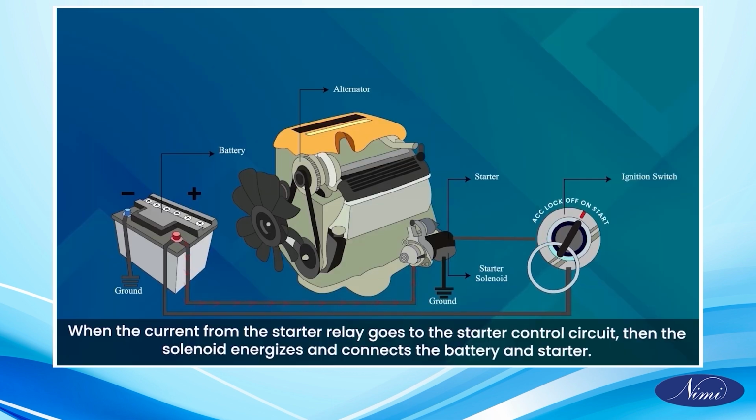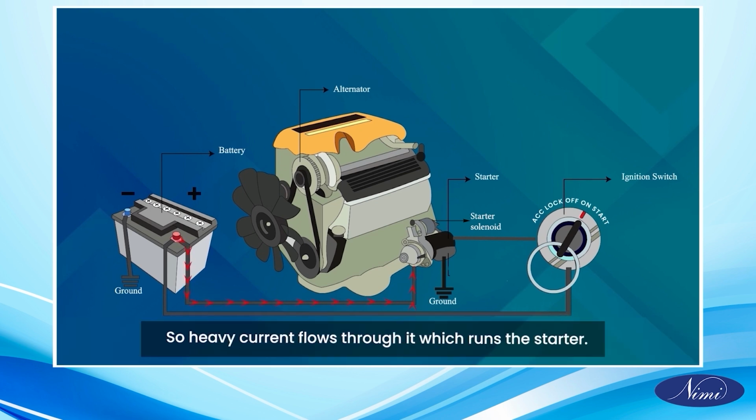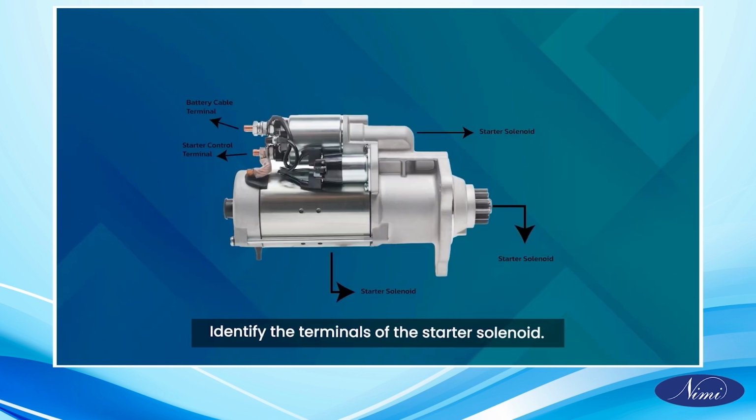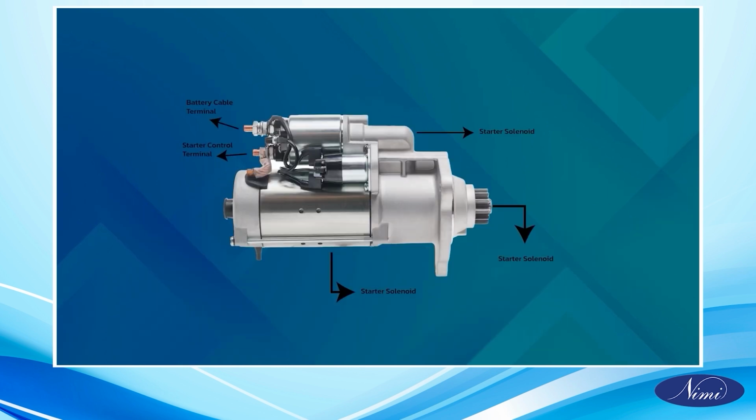When the current from the starter relay goes to the starter control circuit, then the solenoid energizes and connects the battery and starter. So, heavy current flows through it, which runs the starter. Identify the terminals of the starter solenoid.